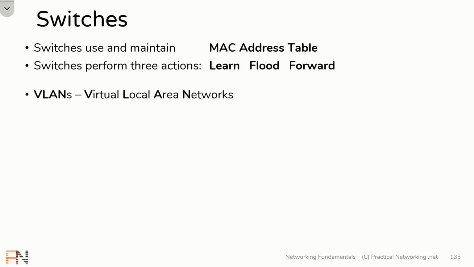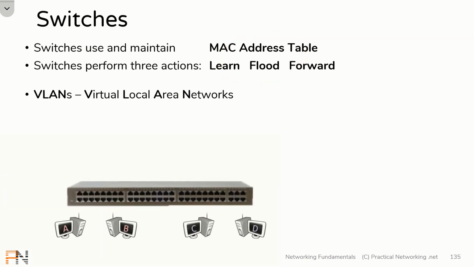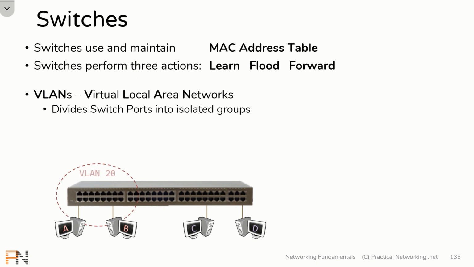VLANs stand for Virtual Local Area Networks. In this section, we're going to briefly define VLANs, but only as much as needed to discuss these switch actions. What VLANs allow you to do is take a switch and divide the switch ports into isolated, independent groups. I can group these ports into one isolated group called VLAN 20, and these ports into another isolated group called VLAN 30.